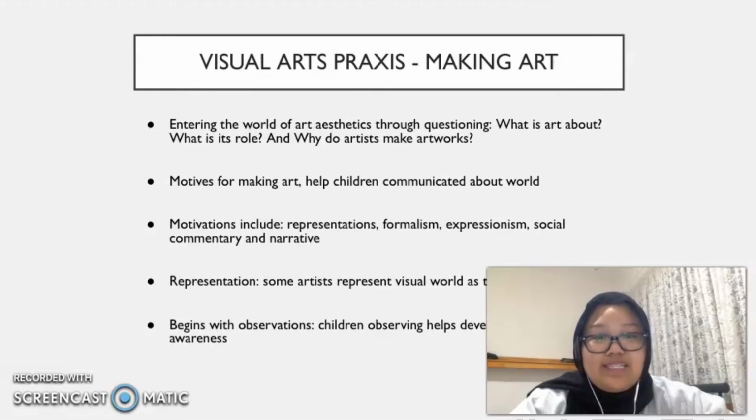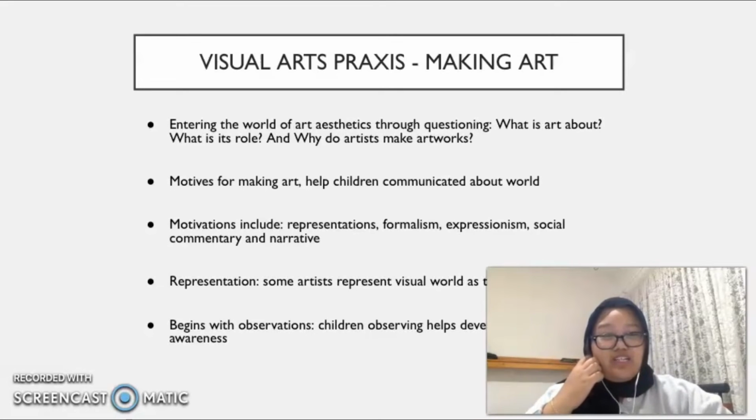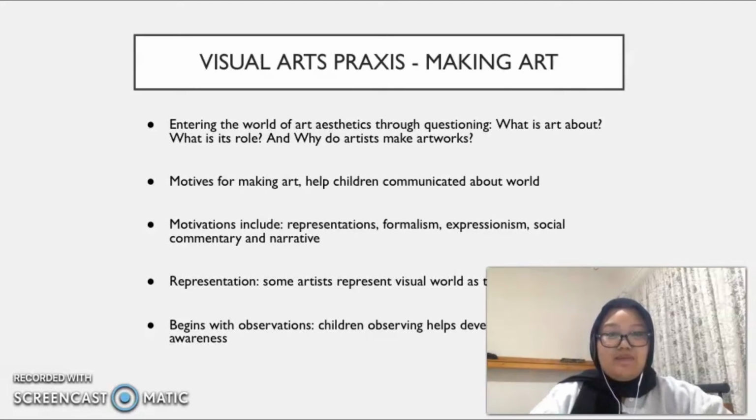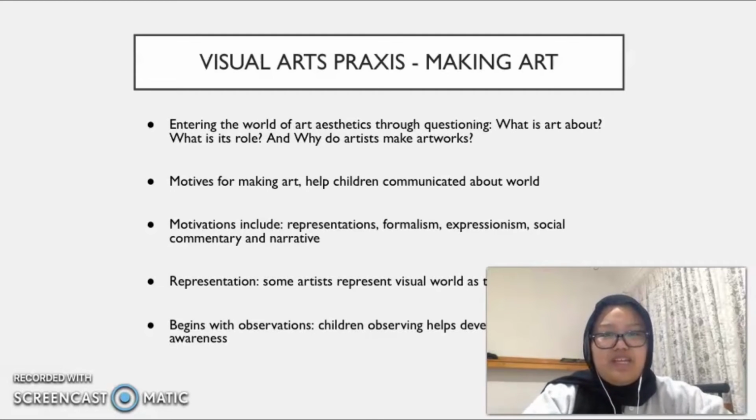So they need to know this. They need to have an idea of why they're making art. And this normally begins with observations, as children observing helps develop their visual awareness. Now, this can be practiced within your own classroom, and a way of that is just by having quiet drawing sessions through observations. That's something that I read within the textbook that could be really helpful in the classroom. So instead of silent reading, you can do silent drawing. That helps with the visual.